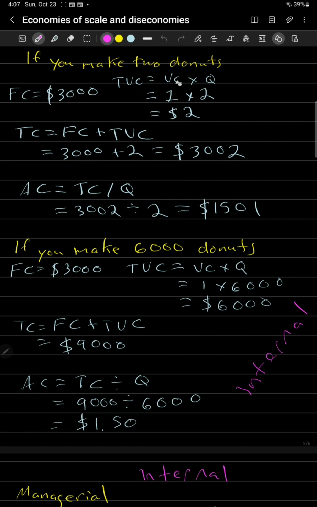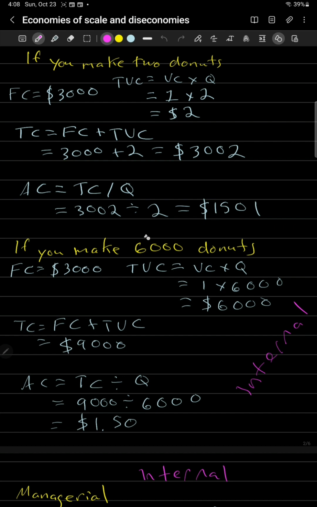Your total variable costs are your variable cost times quantity. Well, your variable cost is $1 and you're making 2, so your total variable cost is $2. So your total cost is fixed cost plus total variable cost. It's $3,000 plus $2, $3,002. That's all your costs, which is low except you're only making 2 donuts. So your average cost would be total cost $3,002 divided by 2 donuts, $1,501. So your cost for that month for making 2 donuts is about $1,500. That's a lot of money per donut. It's because you only made 2 donuts. So those 2 donuts have to pay for all the fixed costs, your rent and everything.